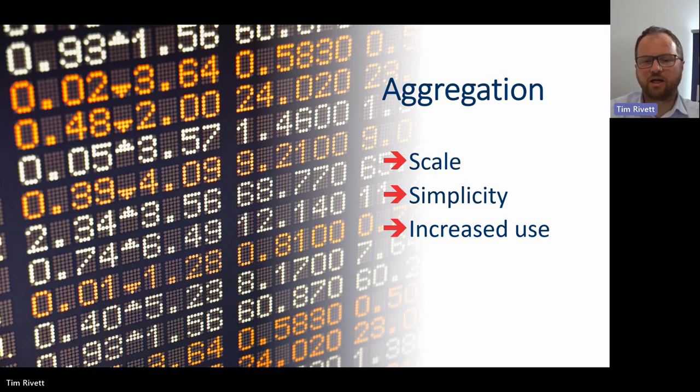So what you need to do is aggregate data. BODS does it, Travelline's been doing it for a long time. And with that aggregation, not only comes scale, but also simplicity. If you've only got to go to one place, somebody's much more likely to use the data than if they've got to go to multiple places.